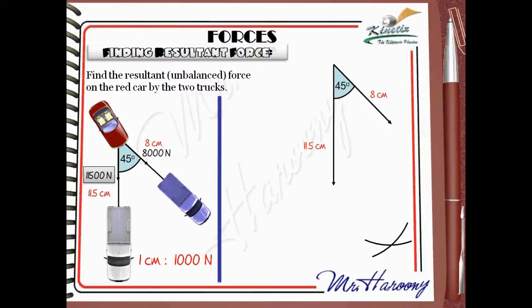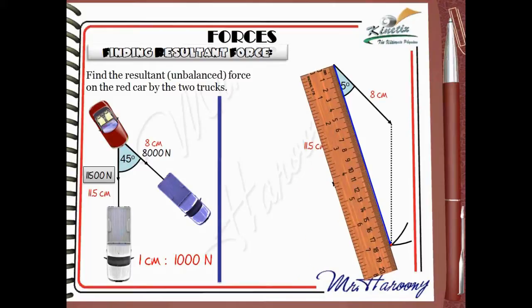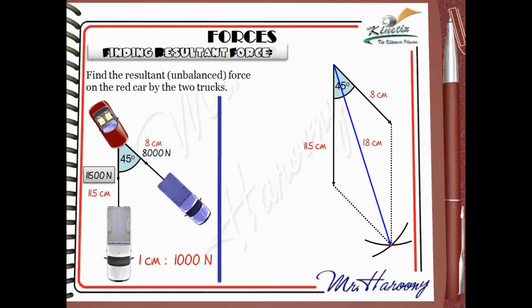Note that the two small arcs intersect in a point. This point is the close of the parallelogram. The diagonal of the parallelogram you got is your resultant force. To find its magnitude, just measure its length using a ruler. This ruler shows that the diagonal is 18 centimeters. Do not forget the scale. This means that the force is 18,000 newtons.